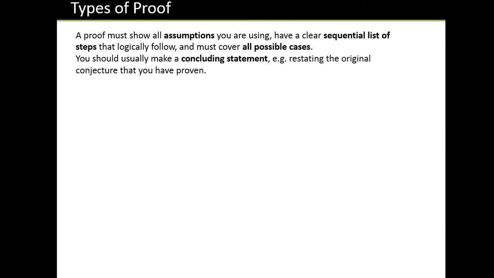So a proof must show all assumptions you are using, have a clear sequential list of steps that logically follow, and must cover all possible cases. You should usually make a concluding statement. Often you restate the original conjecture that you have proven. Okay, so no missing any algebraic stages. Go through each stage of work carefully. Okay, so let's have a look at some.